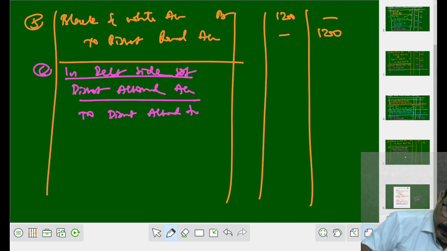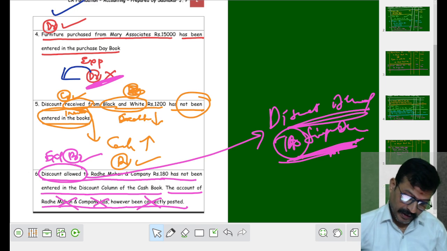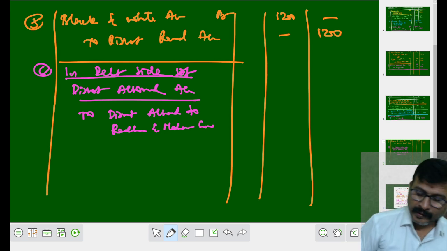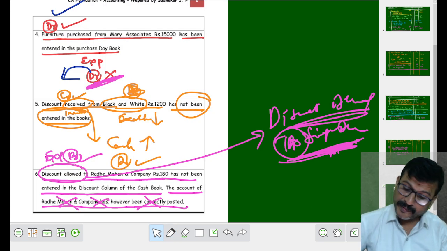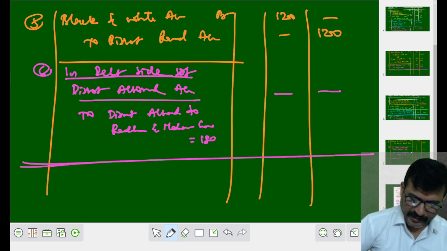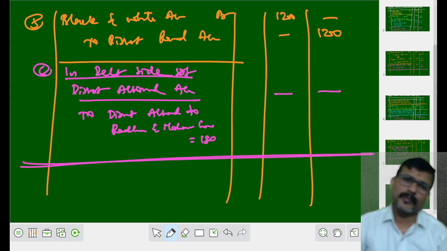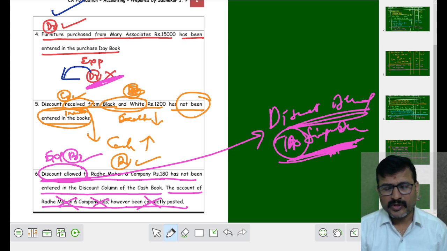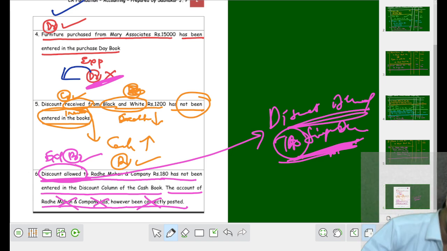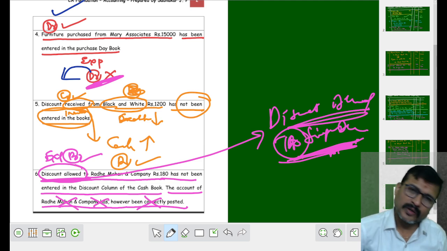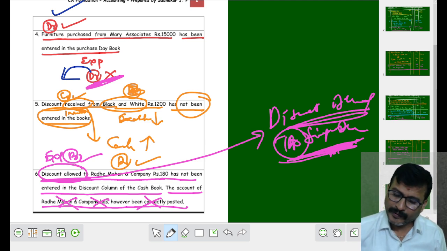discount allowed to Radhe and Mohan company, with an amount of rupees 180. We have to write this without passing any journal entry, because we have to give the answer without opening suspense account. Did you understand? On the debit side of discount account, entry नहीं हुआ, so we have to enter discount allowed to Radhe and company. This is how we have to solve the problem, my dear students. Okay, take care, bye bye. We will see in the next class.